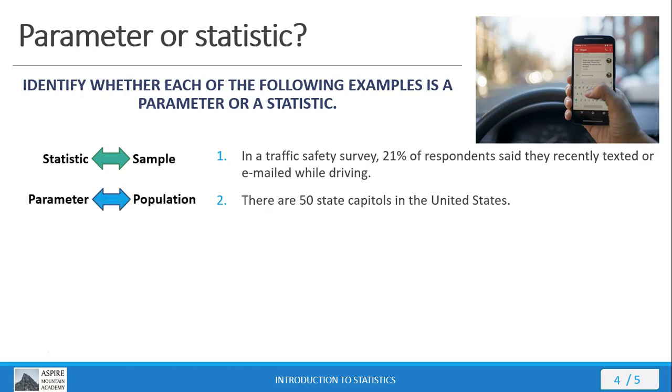I hope you said parameter because that's the right answer. 50 state capitals is all there is, so that's the whole group. And since we're talking about the whole group, that means we have a population, and populations are described with parameters.